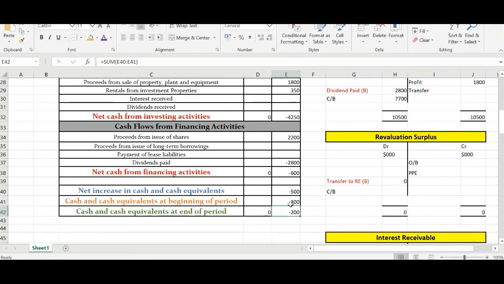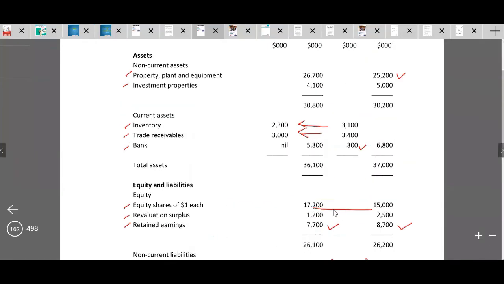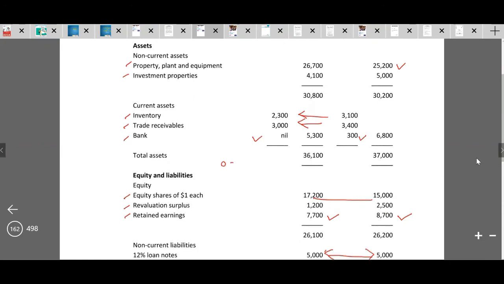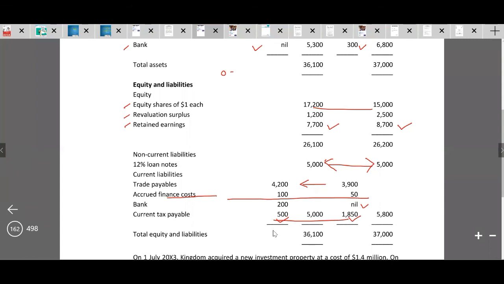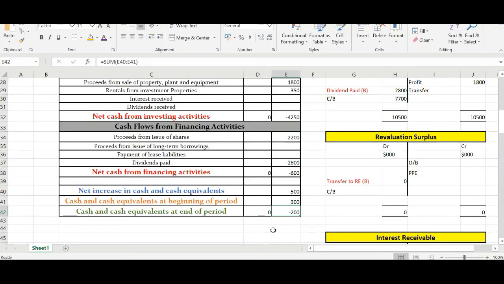If it is equal, that means you have made the correct cash flows. Otherwise, there is a difference somewhere. So now we go to the balance sheet again and we see how much is the bank balance. It is nil. So 0 minus the current liability, which is the bank overdraft, which is 200. That means your closing balance should be minus 200. Is this the case? Yeah, this is the case. That means you have correctly made your statement of cash flows.